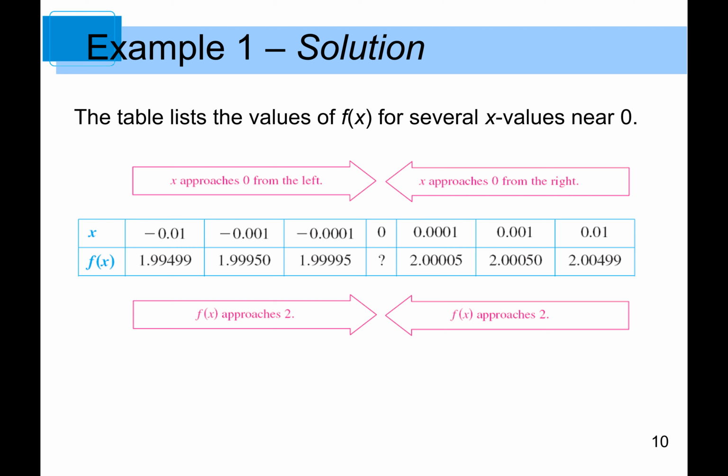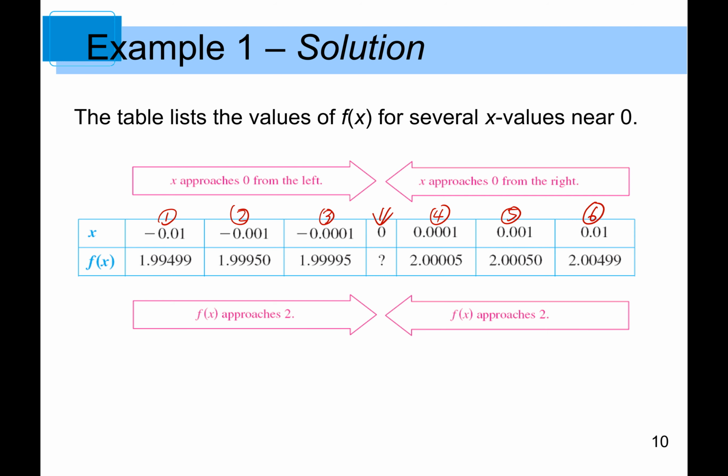So pick some values from the left-hand side of 0, starting with negative 0.01, and the second one is negative 0.001. The third one is negative 0.0001, and then 0, that's what we are looking for as the answer. And we pick 0.0001, 0.001, and 0.01. So all these numbers are in increasing order.